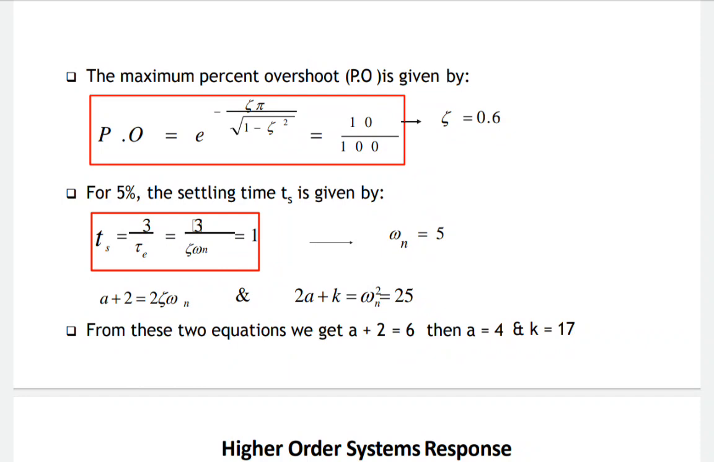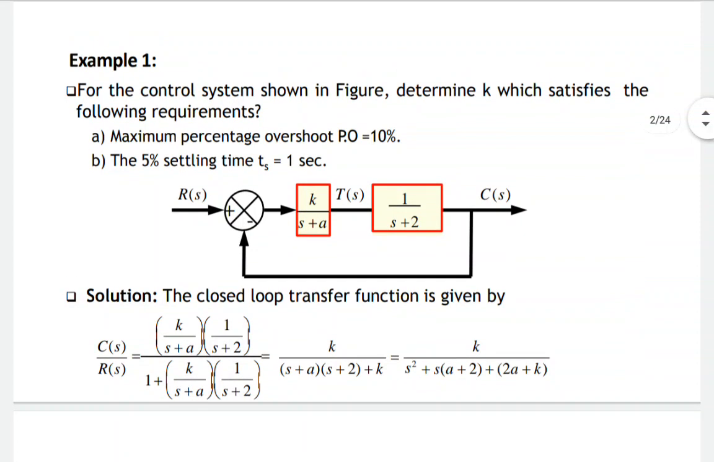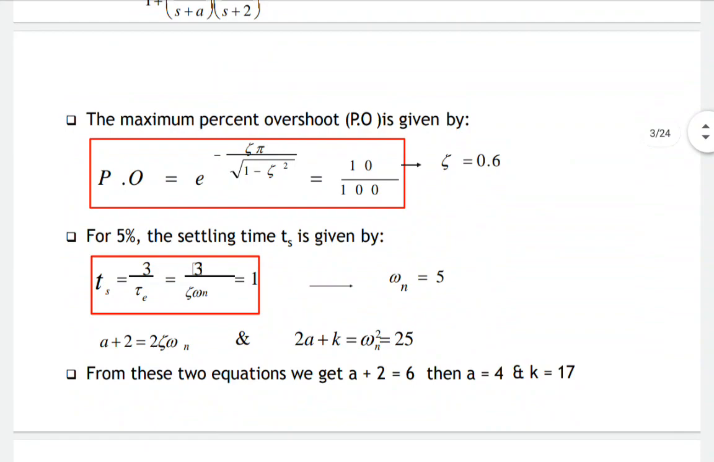Now for the 5% settling time, TS, the respective formula is TS equal to 3 by tau S, that is 3 by xi omega n, equal to 1, because they mention the settling time is 1 second. From that scenario, we have already evaluated the xi value, that is 0.6. That's why omega n, the undamped frequency, is equal to 5.